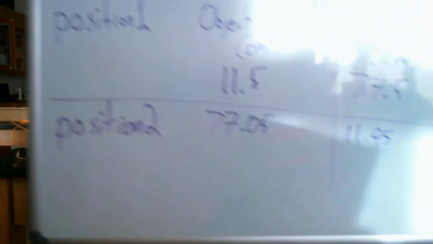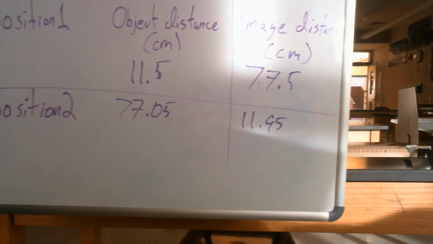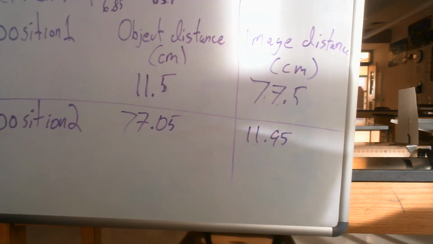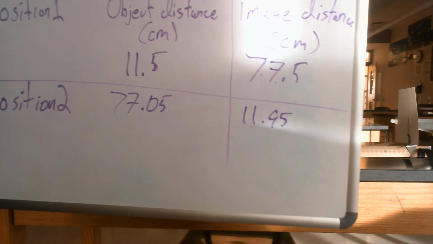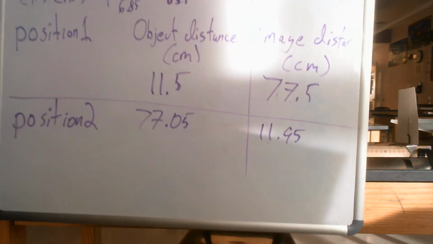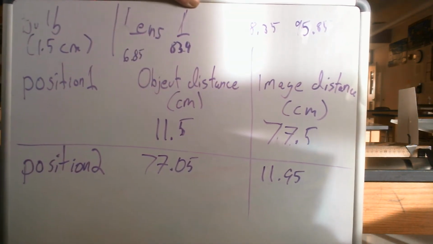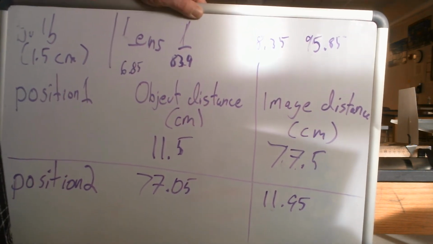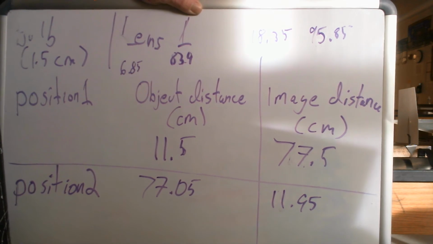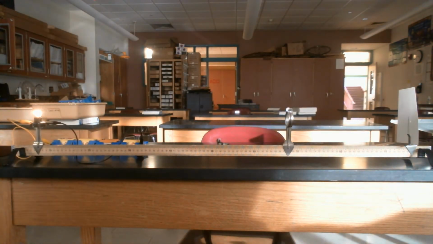Okay, so corrected image distances. Now it's 77.5 and 11.95 for the first lens, for lens 1. These are our right numbers. I kept writing down the wrong position for the screen. So let's see where that lens is now. And we're looking at lens 2.